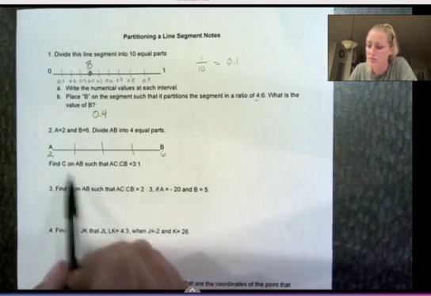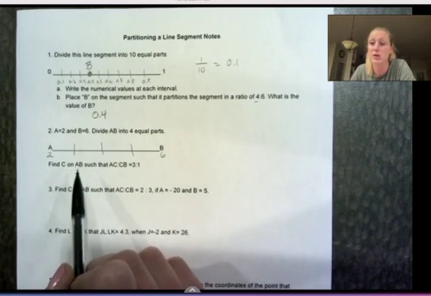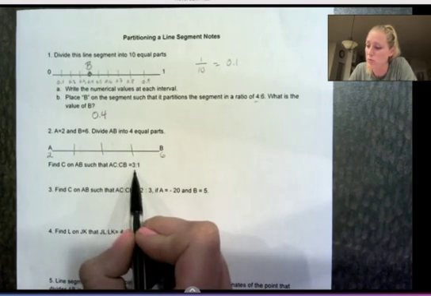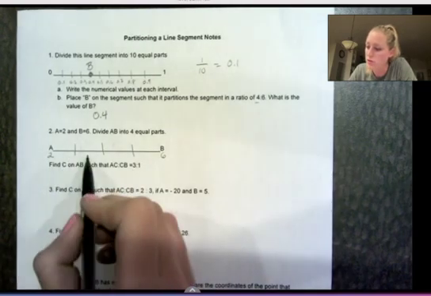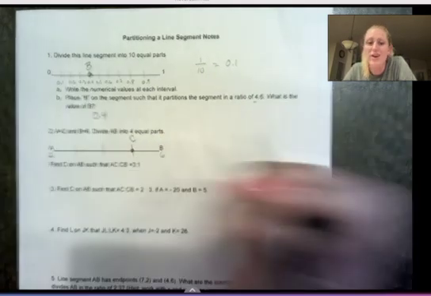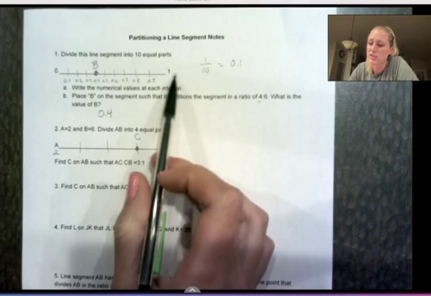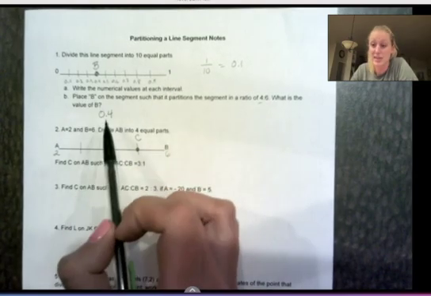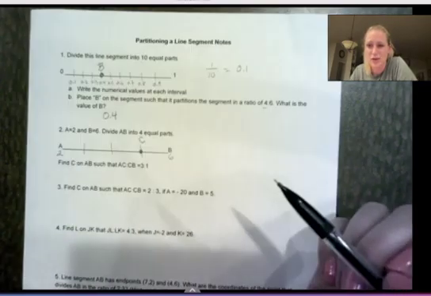Okay, so it says find C. So we also want to find a numerical value that goes with C. So it says divide it into 3 to 1. So I want 3 parts on the left, 1 part on the right. So 1, 2, 3 is going to put the letter C right here. So I want what number goes here. So before I just divided this number, right, by how many sections I needed. But really, when it doesn't begin at 0, I can't do that, okay?